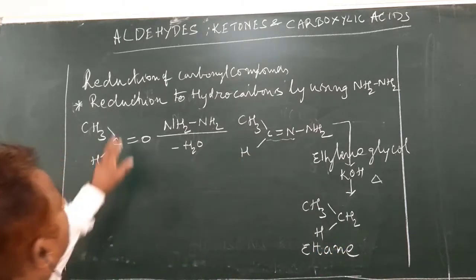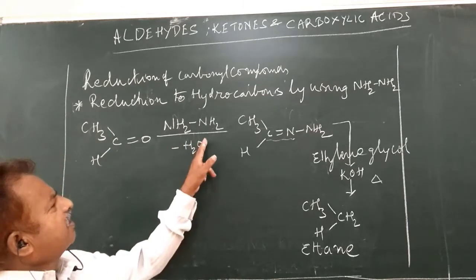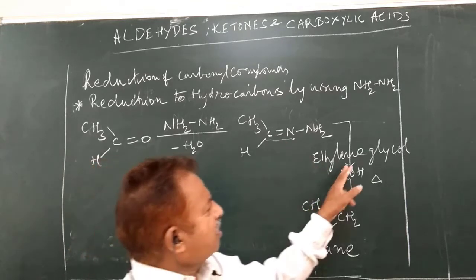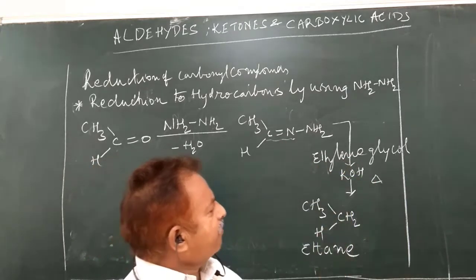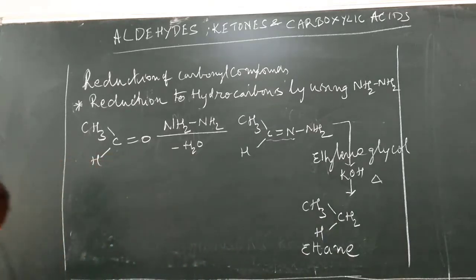So here carbonyl group, that is aldehyde, is treated with hydrazine and we get respective hydrazone, but this hydrazone is treated with potassium hydroxide in the presence of ethylene glycol, we get respective alkane, that is ethane.